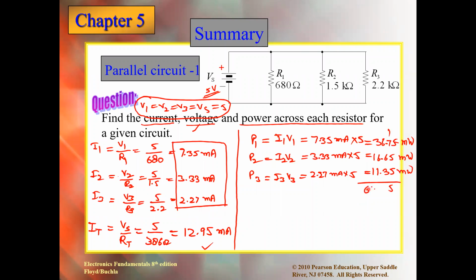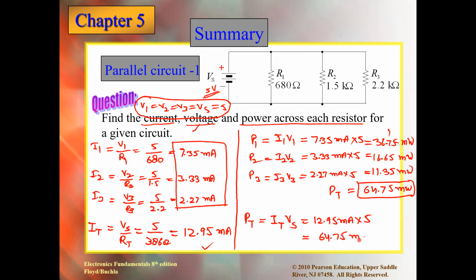64.75 milliwatt. Okay. Is there any other way to calculate the total power? Formula: P total is equal to I total into total voltage. Clear? Check this one. Are you getting the same when we use this formula? 12.95 milliampere into 5. Check. Yes. Exactly, you will be getting the same.